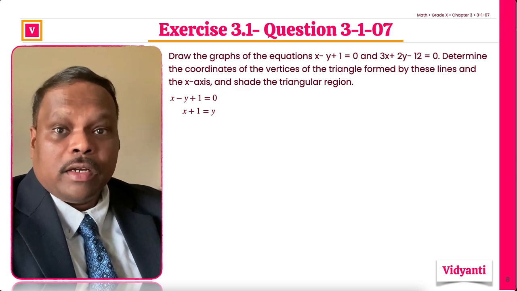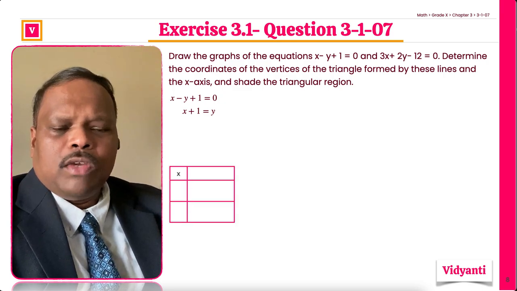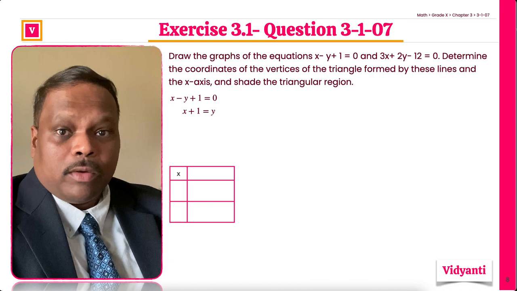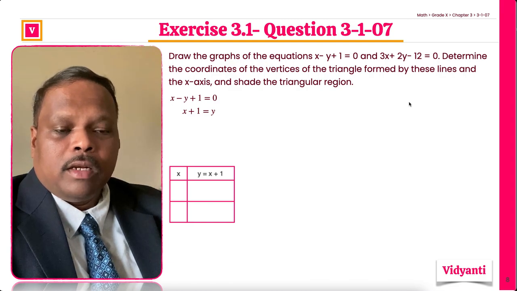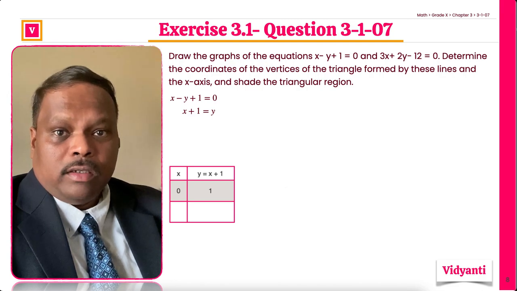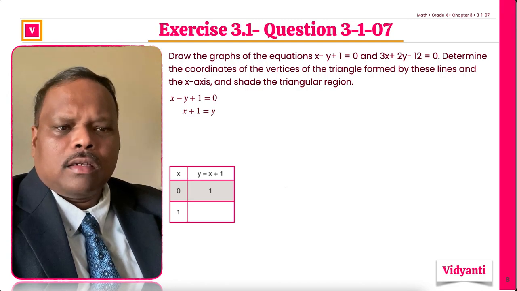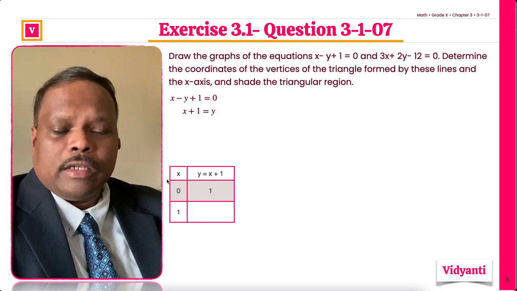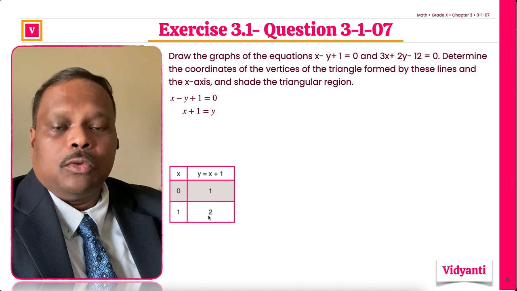Let's make a quick table. We can give any value to x, whatever we want. It is an independent variable, but the value of y must come from this expression. Let us give two values. x is equal to 0, that's the simplest one. Then y will become 0 plus 1, that will be 1. And give any one more value to x, let's say 1. So y will be 1 plus 1, that will be 2.